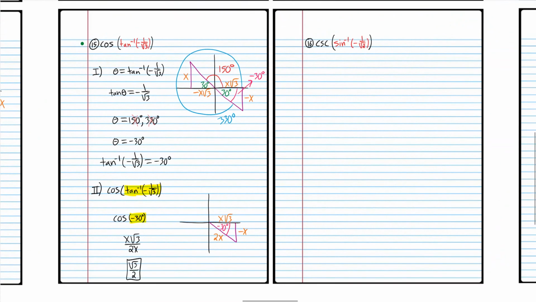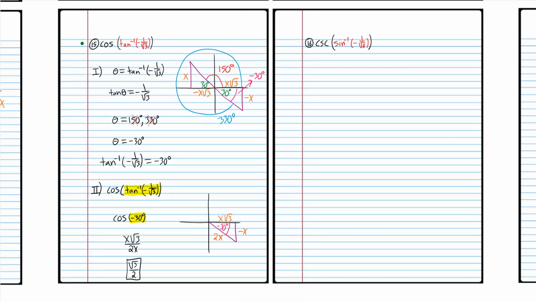Okay, try number 16. Remember, the inside part is going to be a negative angle. And always start by finding the value of the inside part. So it's going to be a negative angle inside there. Try number 16. When you come back, we'll do it together.